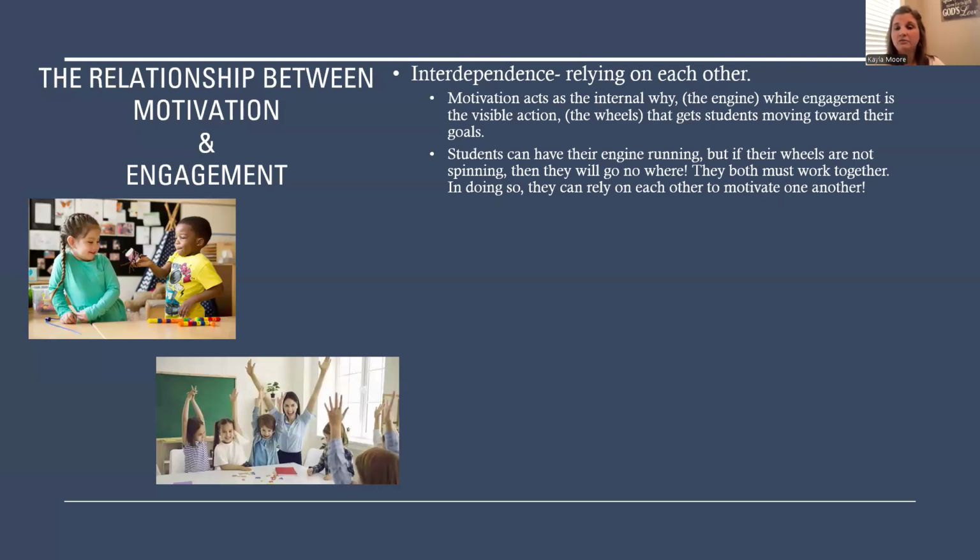Students can have their engines running all they want, but if their wheels are not spinning, they won't go anywhere. They both must work together, and in doing so, they can rely on each other to motivate one another. Like, hey, buddy, I can see your brain going, but them wheels ain't turning. Let's get together and work together to get this done.